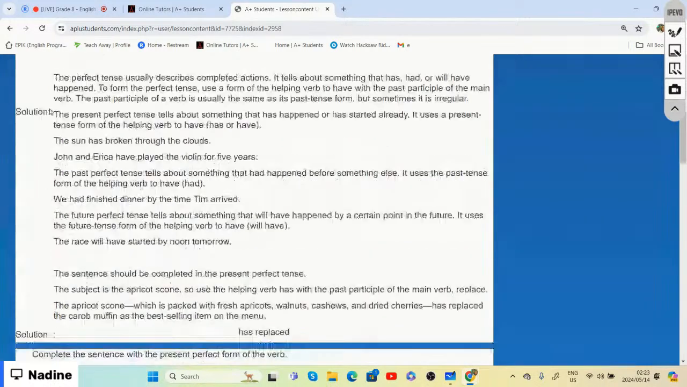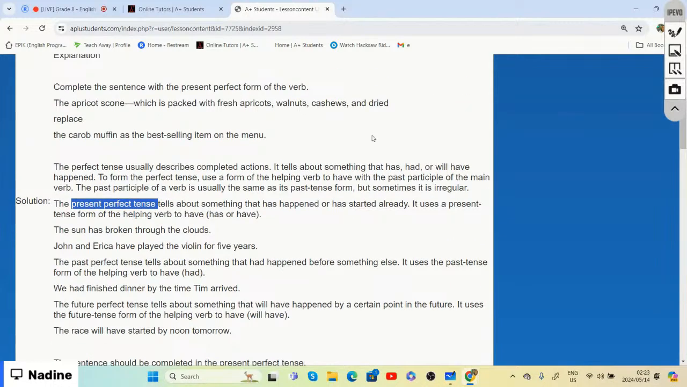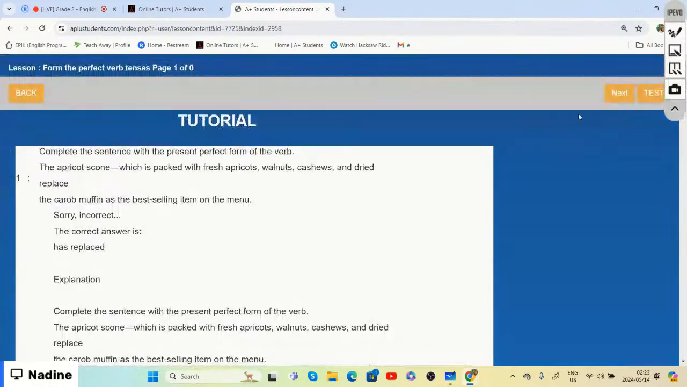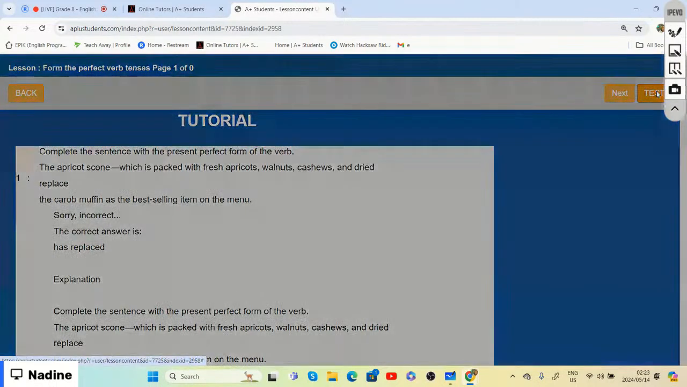So we said the present perfect tense tells about something that has happened and has started already, and we use the helping verb either has or have. Then we have the past perfect tense that tells us something that had happened before something else, and we use the past tense form of the helping verb, had. And the future perfect tense tells us about something that will have happened by a certain point in the future, and it uses the future tense form of the helping verb, will have. So now we're going to our test.